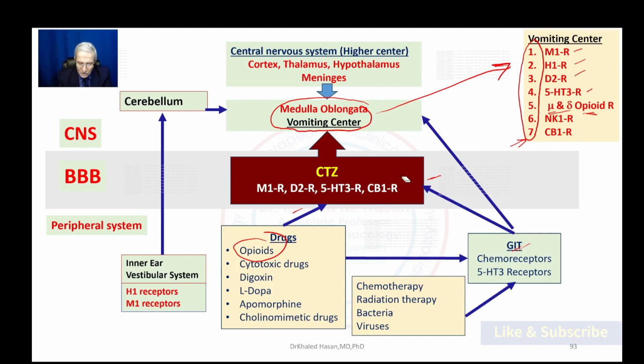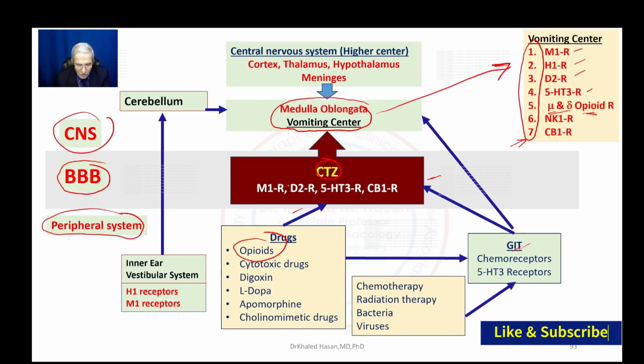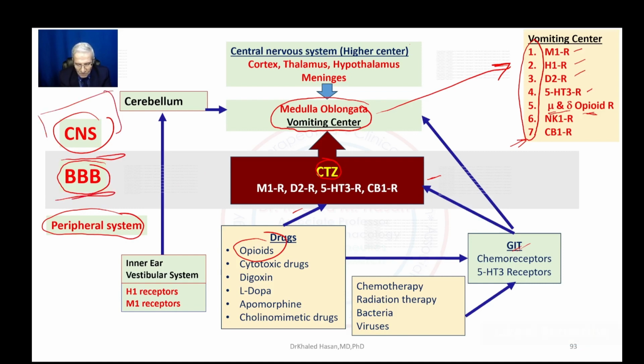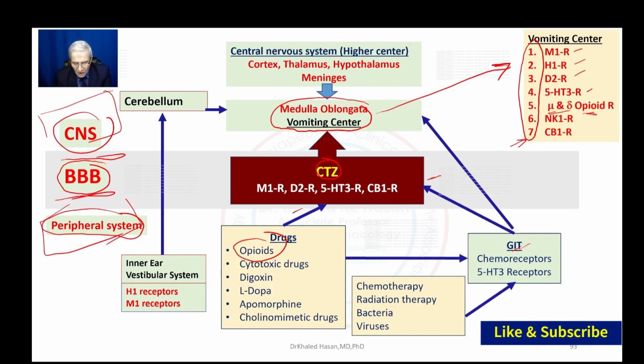Moving to the CTZ, the chemoreceptor trigger zone, you can see it is on the blood-brain barrier. So it's like a barrier between the central nervous system and the peripheral system in general. What type of receptor do we have in the CTZ? We have the muscarinic receptor M1, the dopamine receptor D2, the serotonin receptor 5-HT3, then the cannabinoid receptor CB1. All these receptors will be our target.